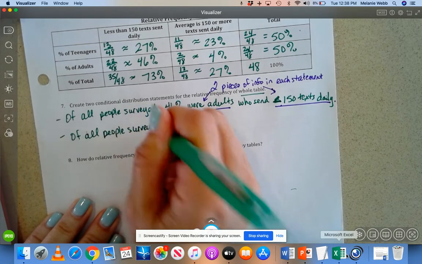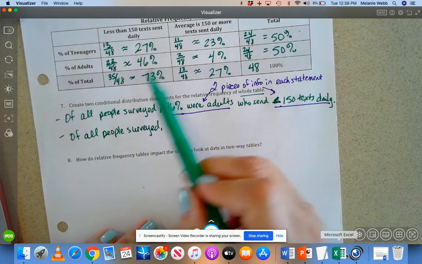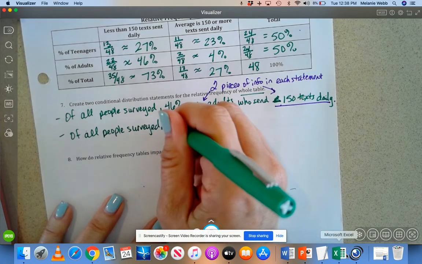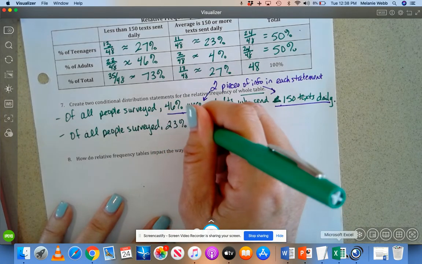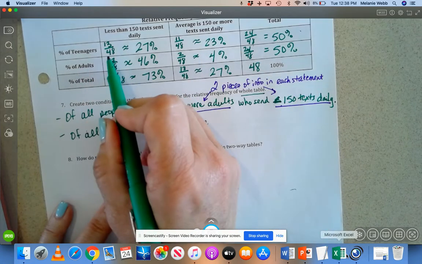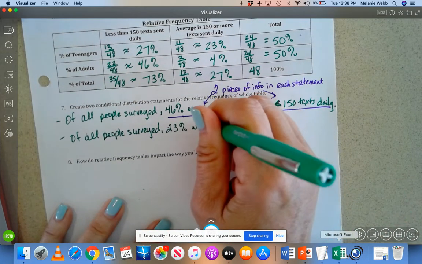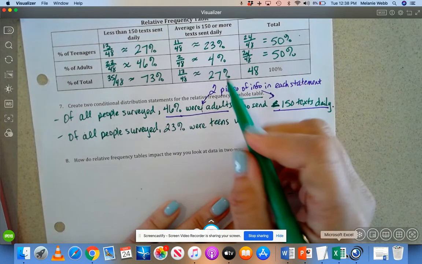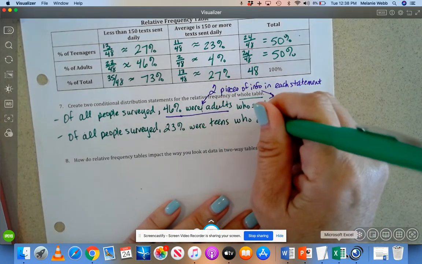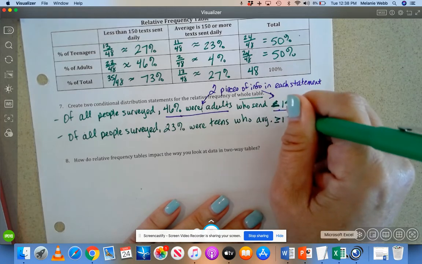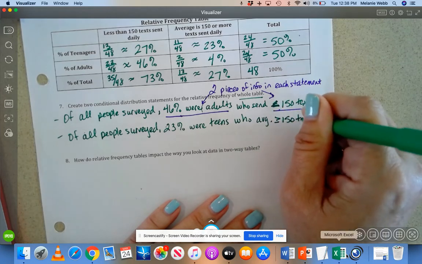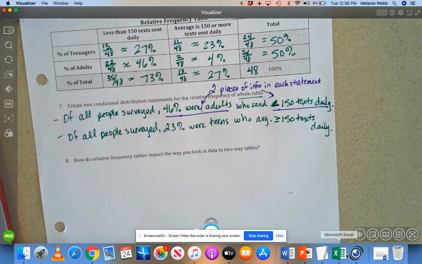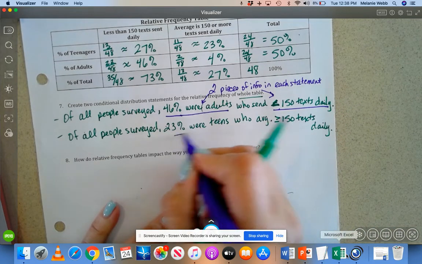And then I just find another piece of information. Oh, 23% were teens, right? Were teens who what? Teens who average greater than or equal to 150 texts daily. Okay, so I have two pieces of information, teens and the number of texts.